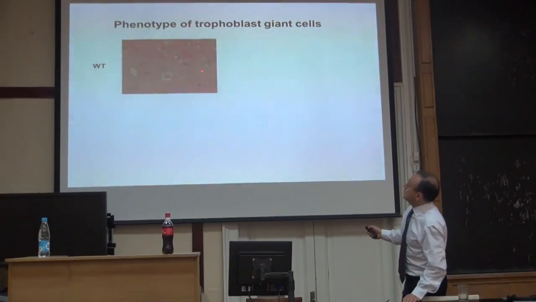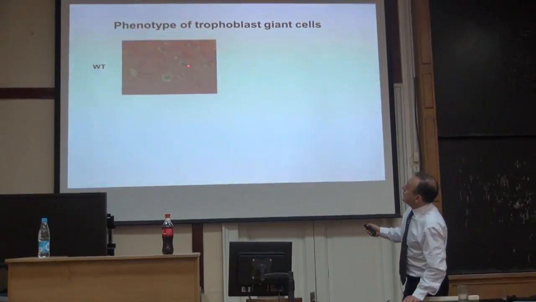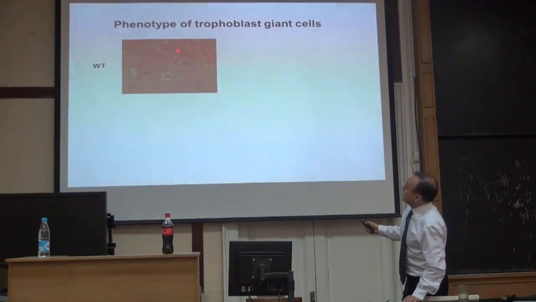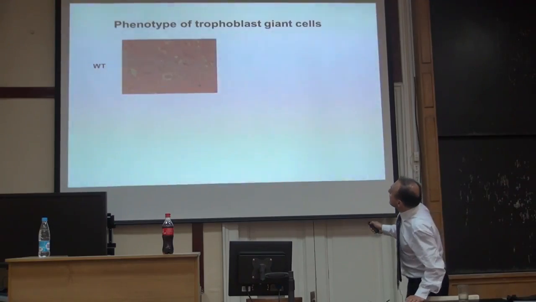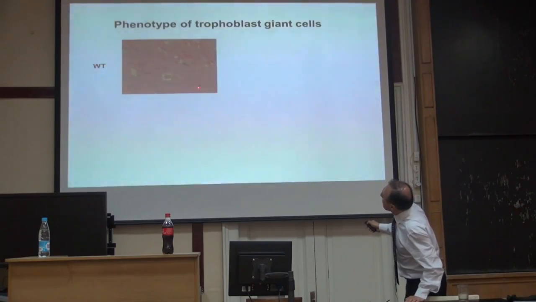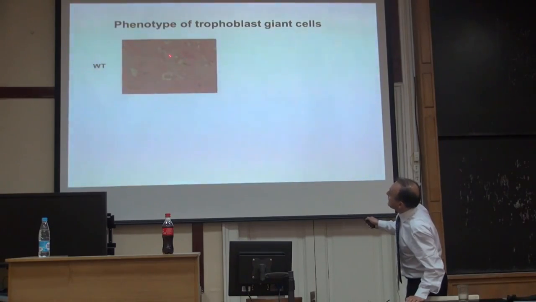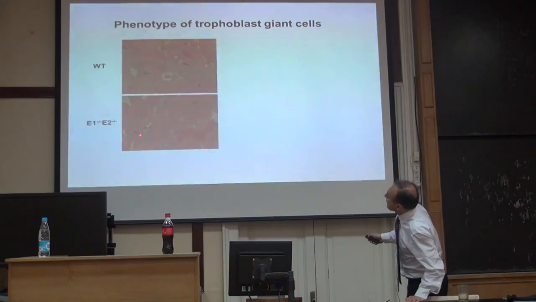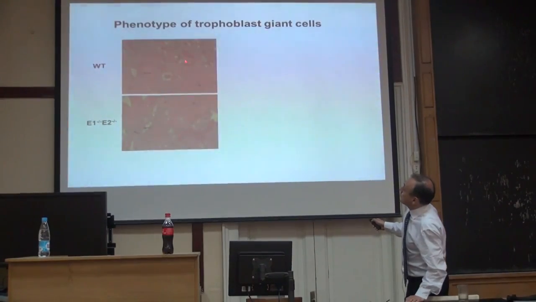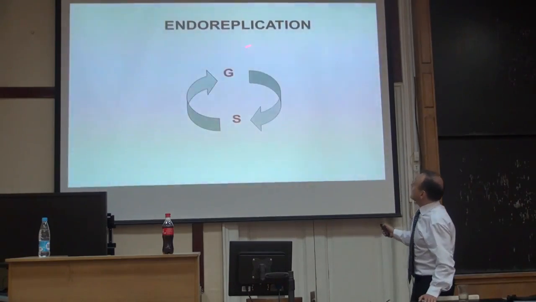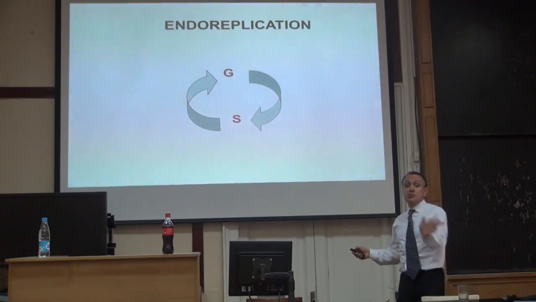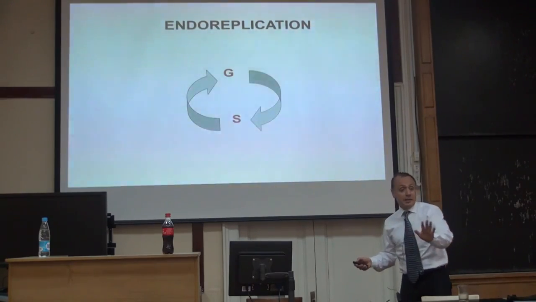And these are the sections with the placenta, and with the arrow, we are marking the so-called trophoblast giant cells. They are very, very big. You can see the nuclei of surrounding cells, very small ones, and these are the giant ones. And these are the trophoblast giant cells in knockout mice that are much smaller. The reason why those nuclei are so big is not that they just grow in size, but they undergo a process called endoreplication, which is a different cell cycle from the one we just discussed.